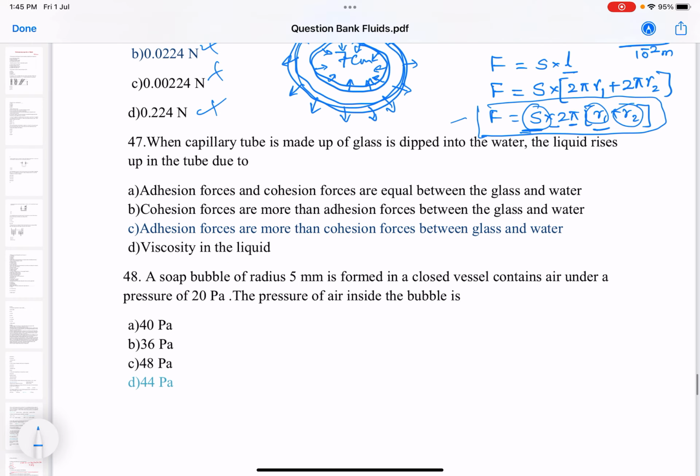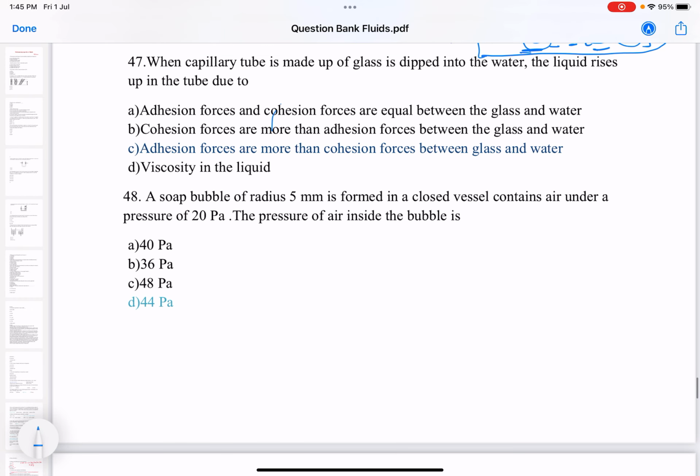Now, when a capillary tube made of glass is dipped into water, the liquid rises up in the tube because the adhesion forces are more than the cohesion force between glass and water. In the case of glass and water, adhesive forces are more than cohesive force. That's why the shape will be like this. We have discussed this already in surface tension. The answer is C. And this is a direct question.